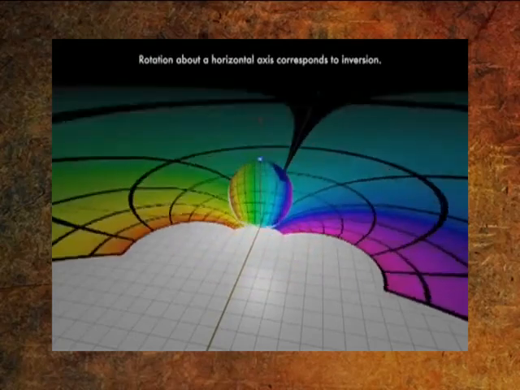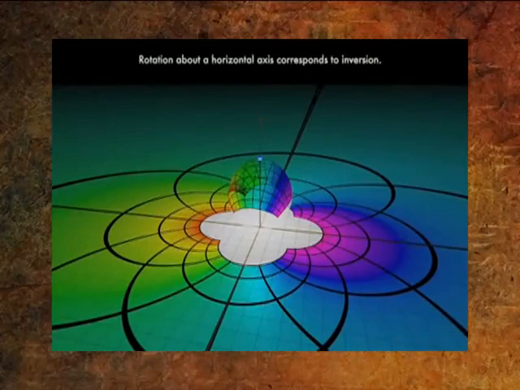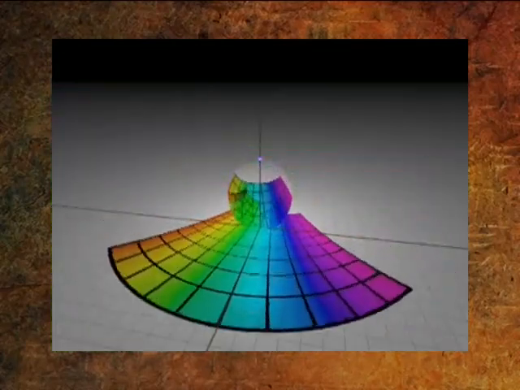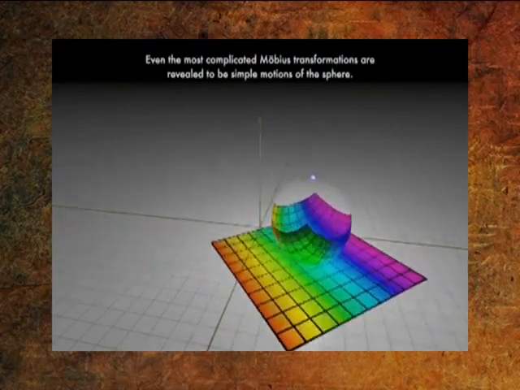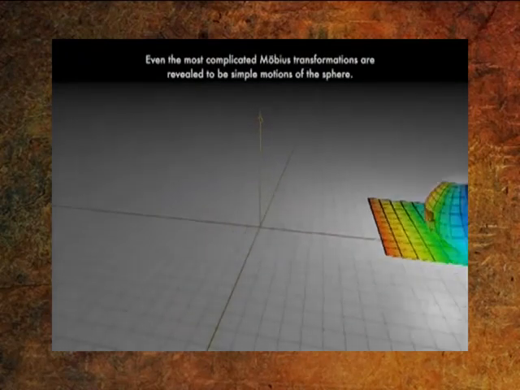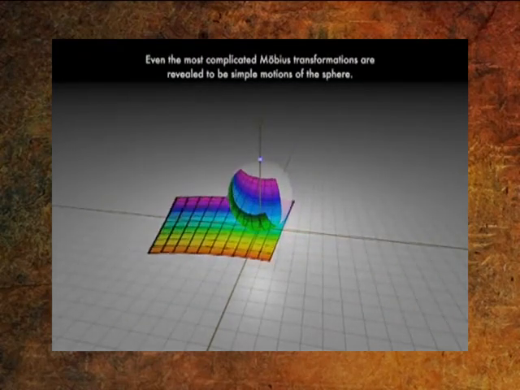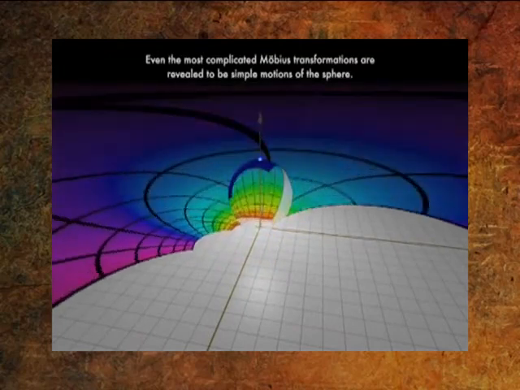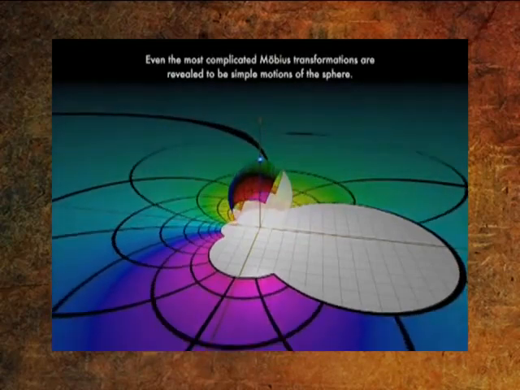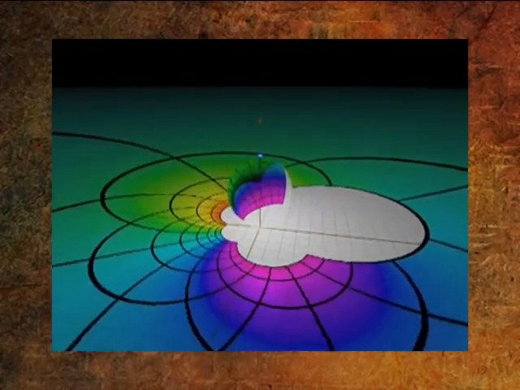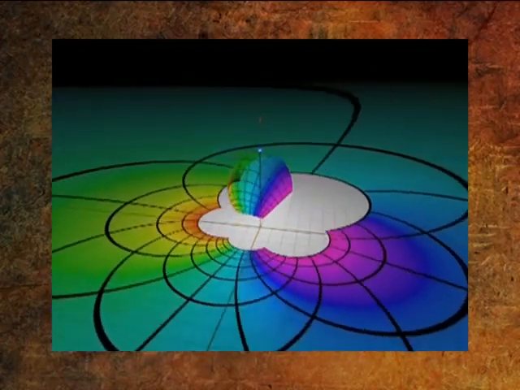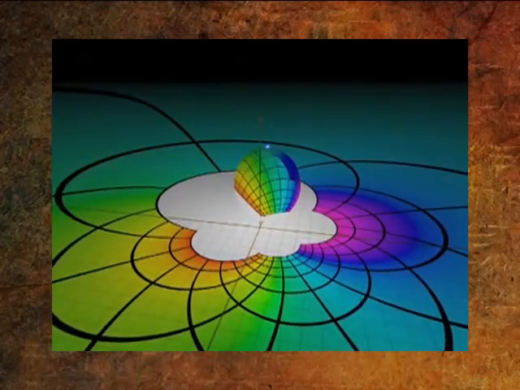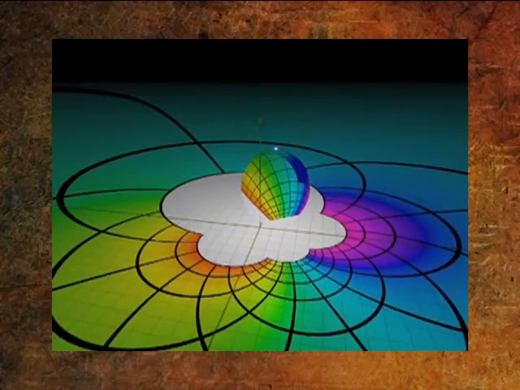And we can now combine these Möbius transformations just by combining motions of the sphere. So I get a rotation of the sphere about a horizontal axis, followed by a rotation of the sphere around a vertical axis, followed by moving the sphere, we get our translation, and that gives us one of the Möbius transformations.